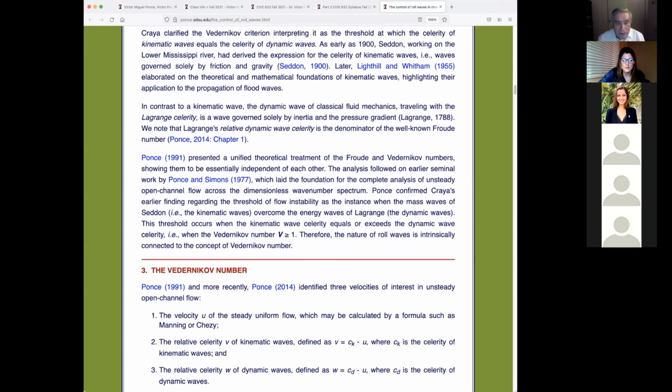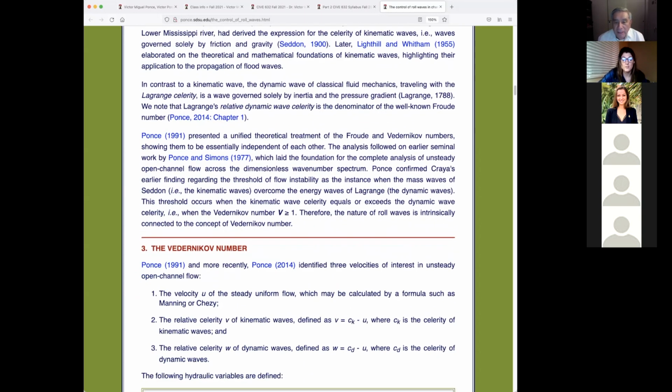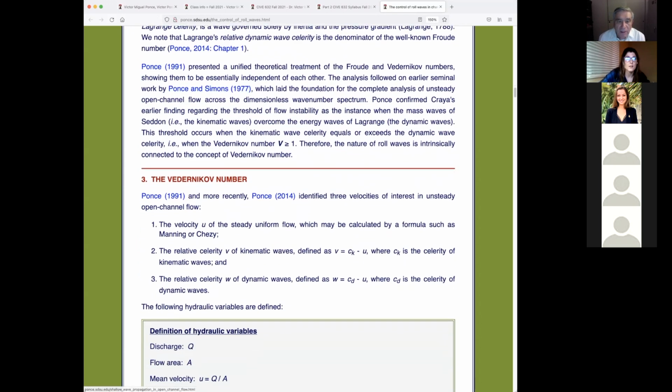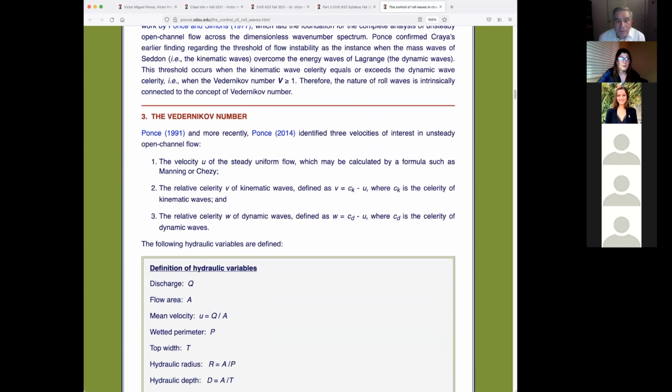So Ponce presented a unified theoretical treatment. We already covered that ground. Analysis followed on earlier seminal work by Ponce and Simons, I do believe, which laid the foundation for the complete analysis of unsteady open channel flow across the dimensionless wave number spectrum. We identified the dimensionless wave number, and then we plotted on the dimensionless wave number spectrum. That is our S-curve. We confirmed Kraya's findings, Vedernikov's number also.